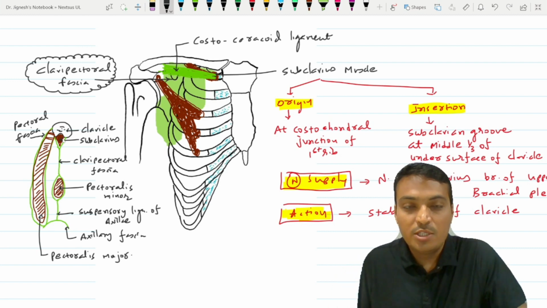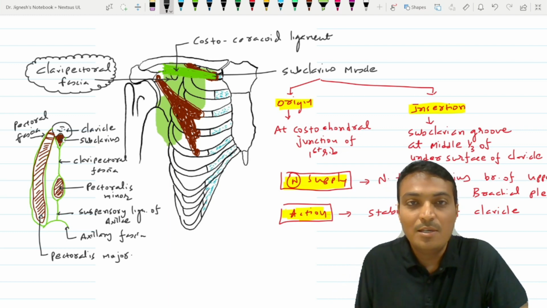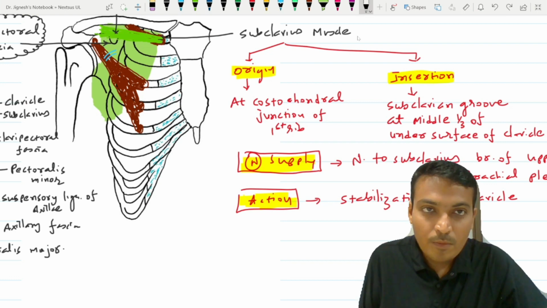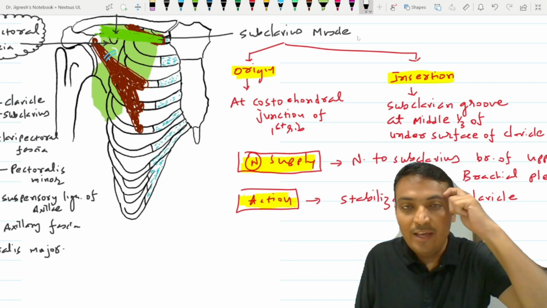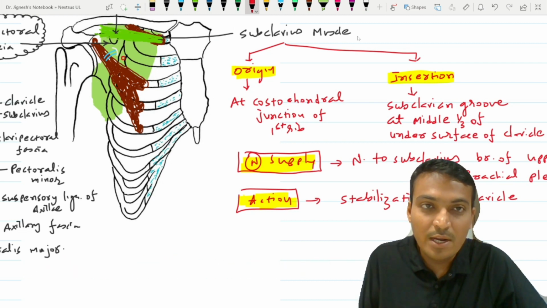Now let's move on to the structures piercing the clavipectoral fascia, which are very important as far as the examination is concerned. The first structure which pierces the clavipectoral fascia is the cephalic vein. The second structure, just near the cephalic vein, is the thoracoacromial artery. This artery, after piercing the clavipectoral fascia, gives four branches: one is the acromial branch, one is the clavicular branch, one is the pectoral branch, and one is the deltoid branch.